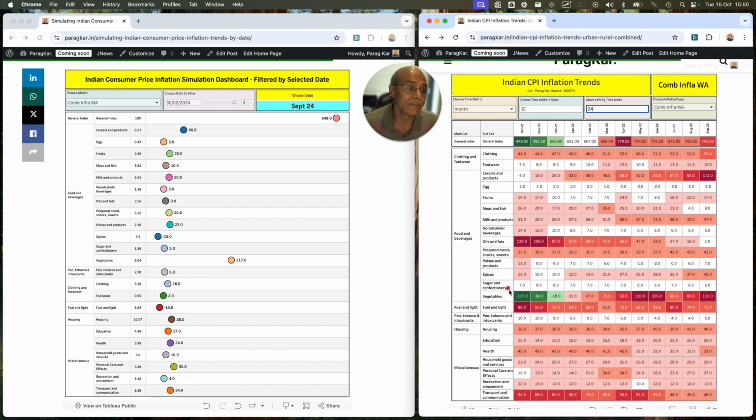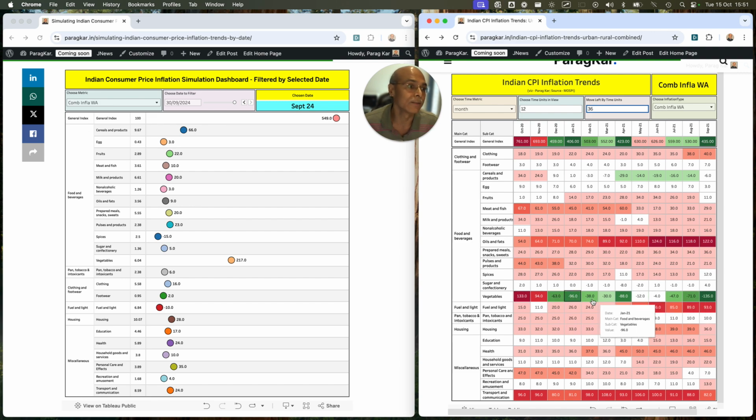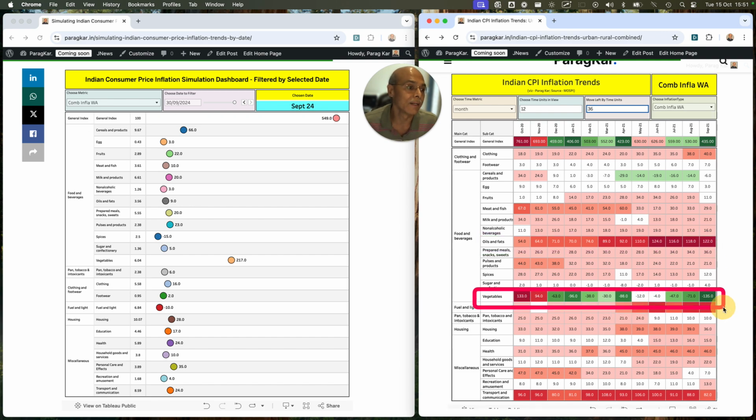And whenever the numbers were low, for example, in the months of October and November, it is because the vegetable numbers were low. Now let me make it 36 months back in time. So if I go 36 months back, you will find that the character of inflation in that time period was mainly oil and fat. You see, the vegetable numbers were pretty low, right?